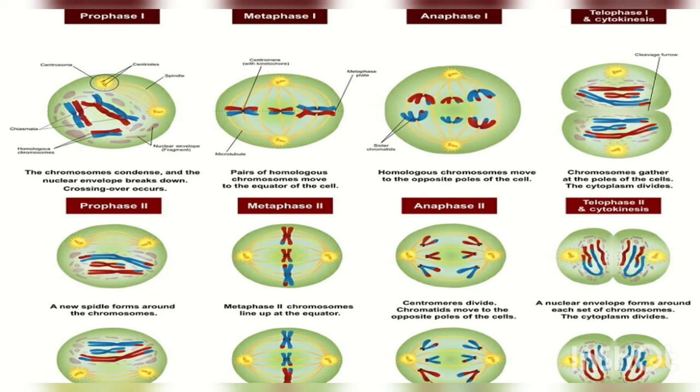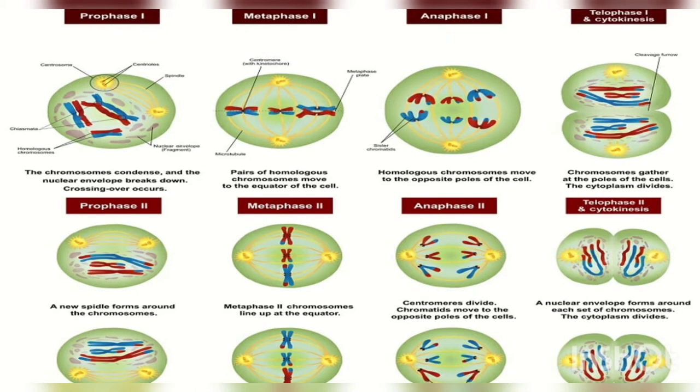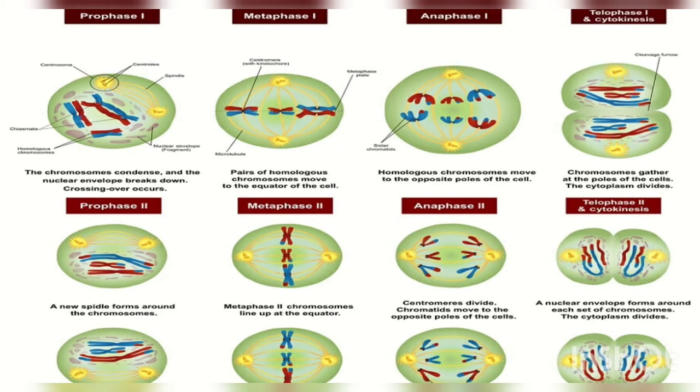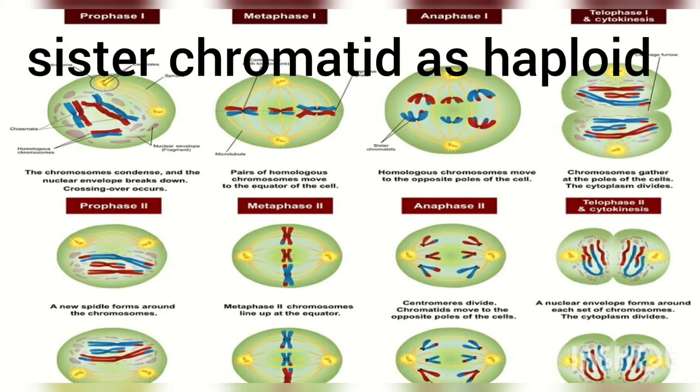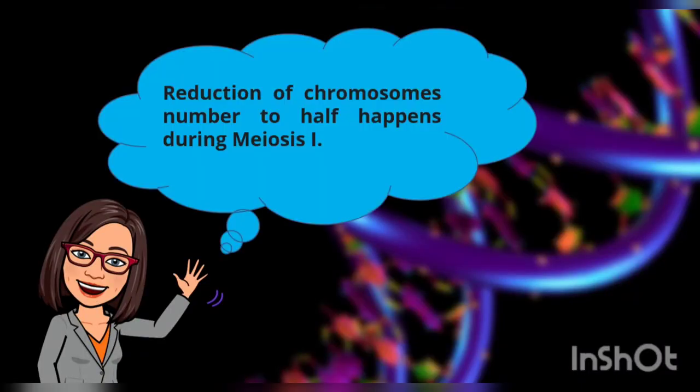The figure uses three diploid homologous pairs of chromosomes. But in reality, remember that 23 diploid homologous pairs are involved in meiosis. Note that in counting the chromosomes, we take a homologous pair as diploid, a sister chromatid as haploid in meiosis, and a chromatid or single-stranded chromosome as haploid also. Reduction of chromosome number to half happens during meiosis 1.